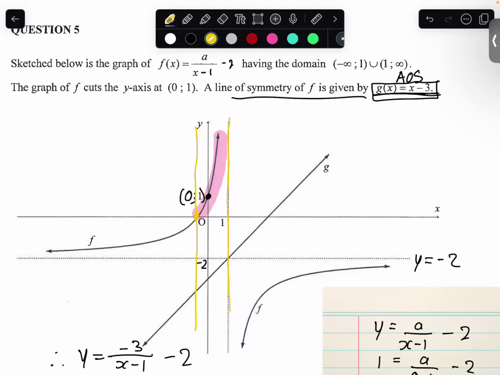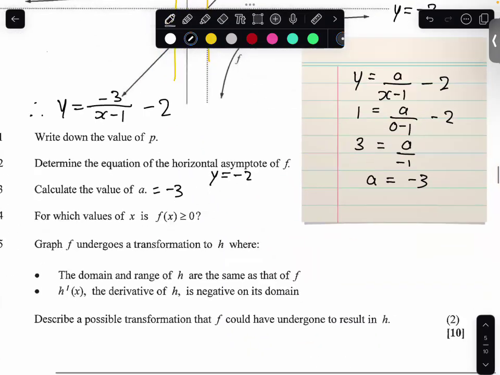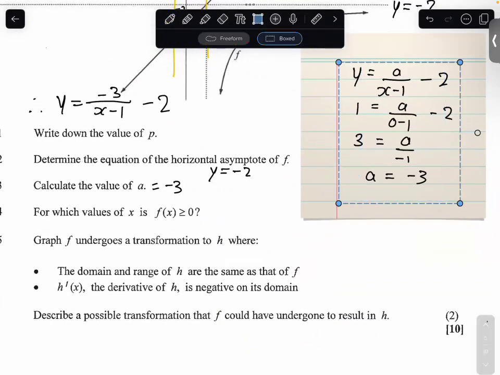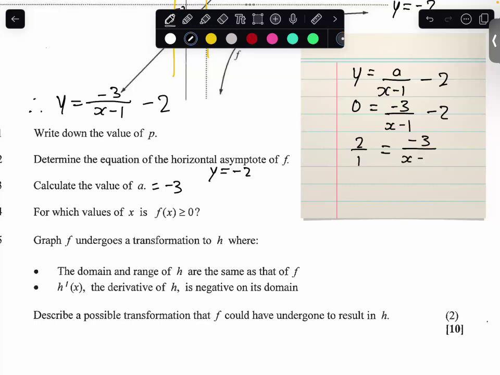Now I need to figure out what this x value is, and this x value is simply the x-intercept of the hyperbola. How do I find the x-intercept of the hyperbola? We make y equal to 0. Right, so I'm going to make y equal to 0. 0 is equal to minus 3 over x minus 1 minus 2. Take that minus 2 over. It gives me 2 over 1 is equal to minus 3 over x minus 1. I just put it over 1 to cross multiply.